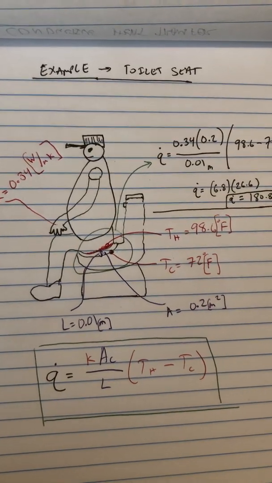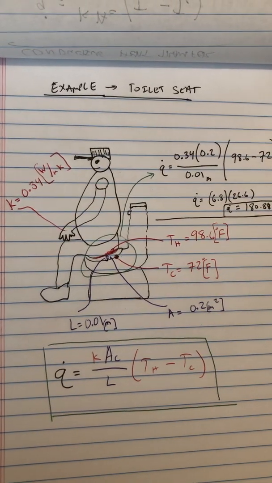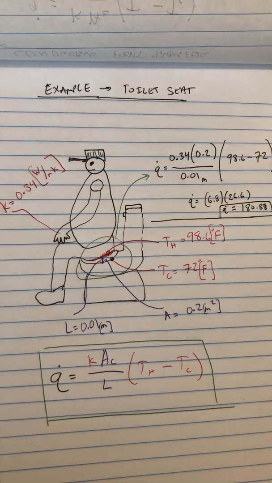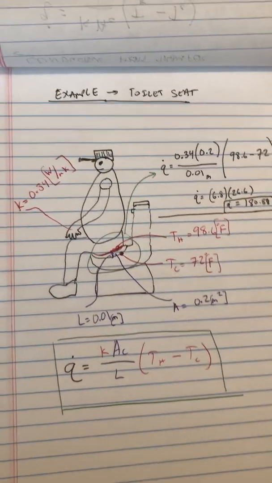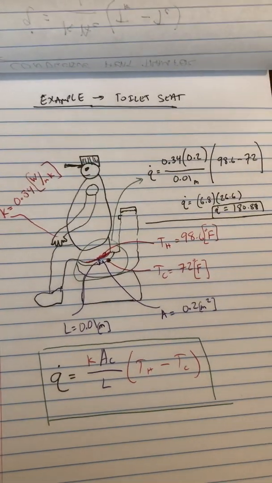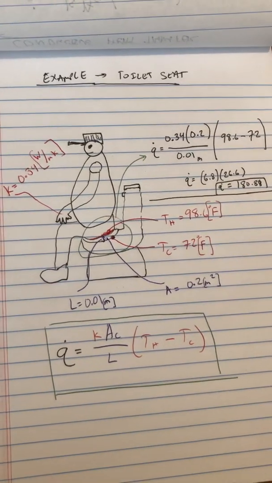So just to fill you in, I drew up a real-world example. This is a toilet seat and a human. I know people have sat on warm toilet seats, and this explains a little bit about why that might be or how that all works.